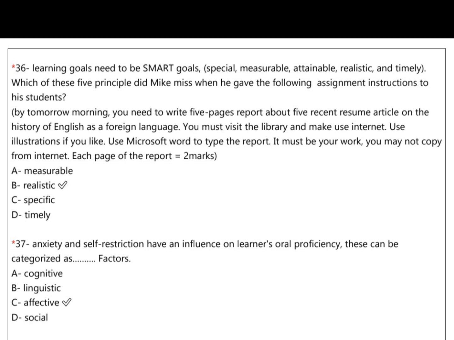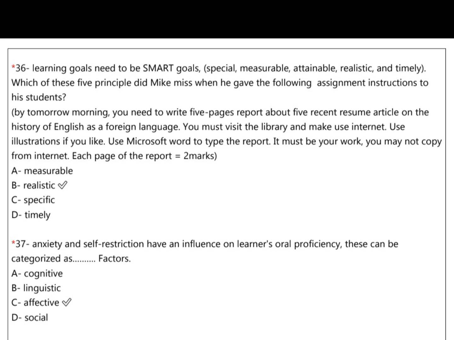Use Microsoft Word to type the report. It must be your own work. You may not copy from the internet. Each page of the report equals 2 marks. A. Measurable. B. Realistic. C. Specific. D. Timely.